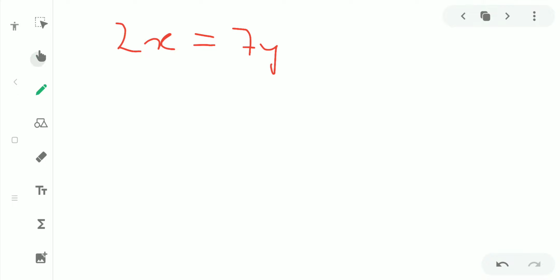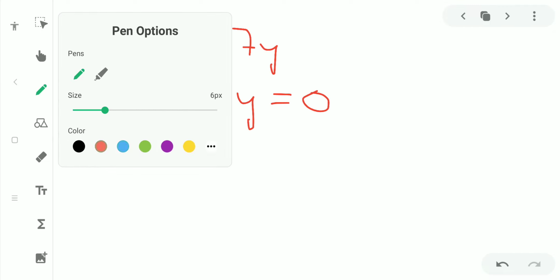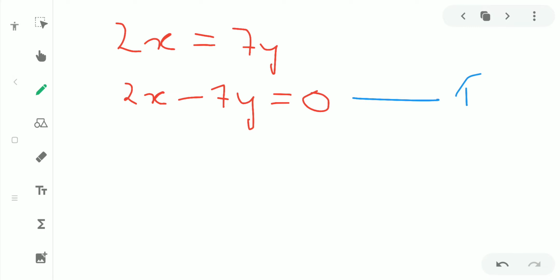So if I transpose 7y onto LHS, it will become 2x minus 7y is equal to 0. 2x minus 7y is equal to 0. This is our first equation.